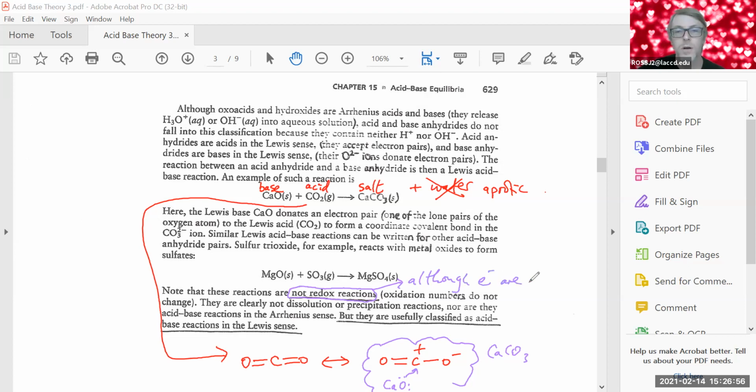Although electrons are moving, and here moving just means they're being donated and accepted, so they're just moving. So this would definitely fall under acid-base theory because of the analogy that we've just seen here. Okay.